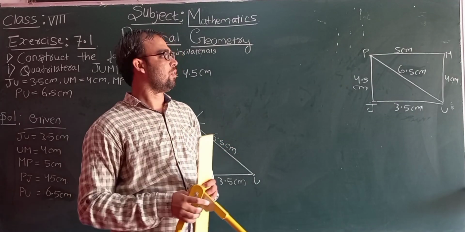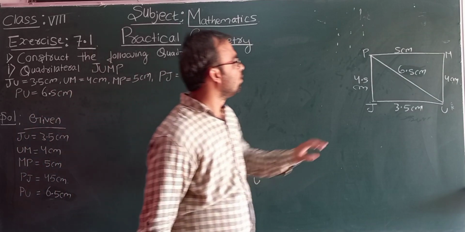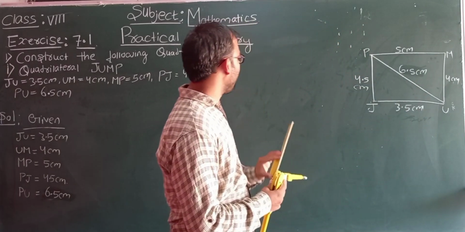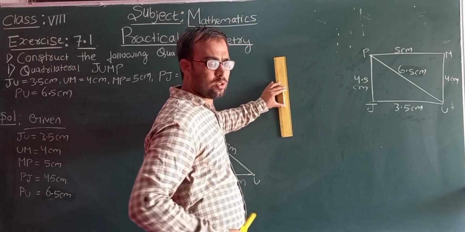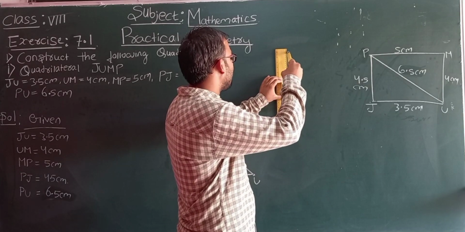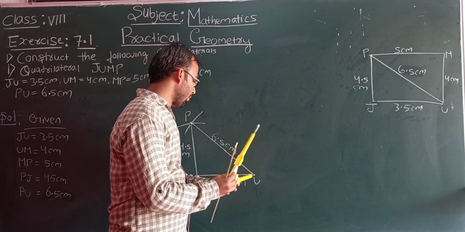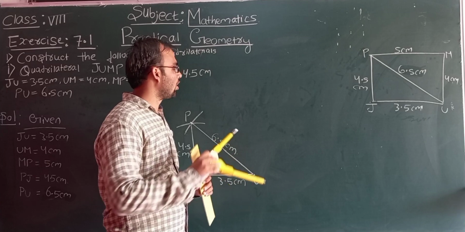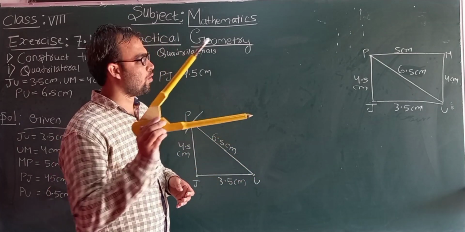Students, now what is the next thing? We have drawn the side PJ and the diagonal PU. Now we need to draw MU. So first, what do we need to do? Again, take the scale and set the compass to 4.5 centimeter. With U as center, draw the arc of 4 centimeter. Students, assume that I have set the compass to 4 centimeter.